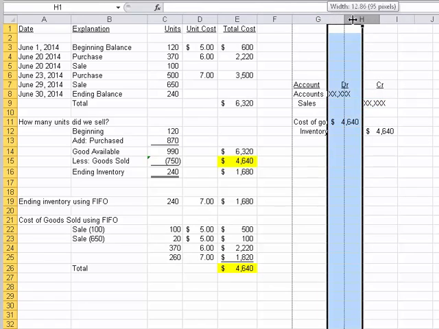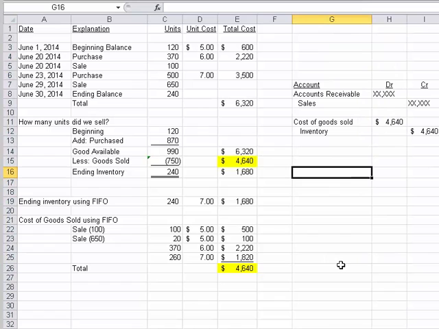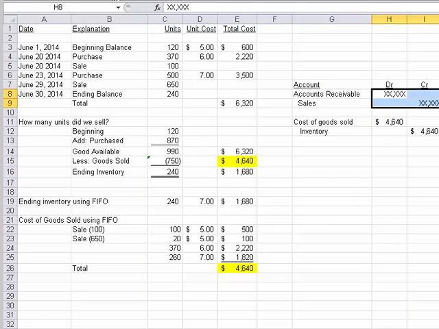We could even make it more so. Alright, so that's our example of first in, first out. Now, let's go through the same example using LIFO.